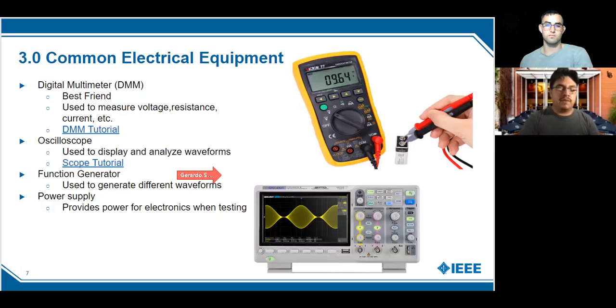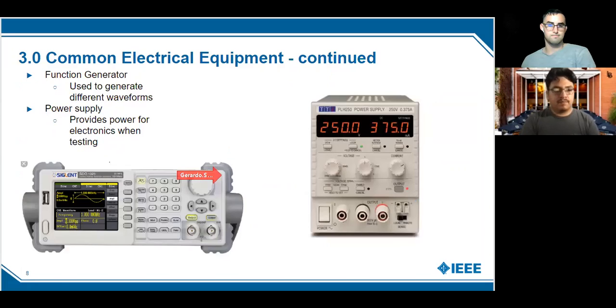We're also going to use function generators to generate different waveforms. This can be a sine wave, sawtooth wave, just the ramp function, stuff like that. And then lastly, we use power supplies, and these just provide power for electronics when testing. So a function generator basically works as an AC signal, while our power supply is just a DC signal. And continuing here, we see that function generators are used to generate waveforms, as we said previously, and power supplies are to provide power for electronics when testing.